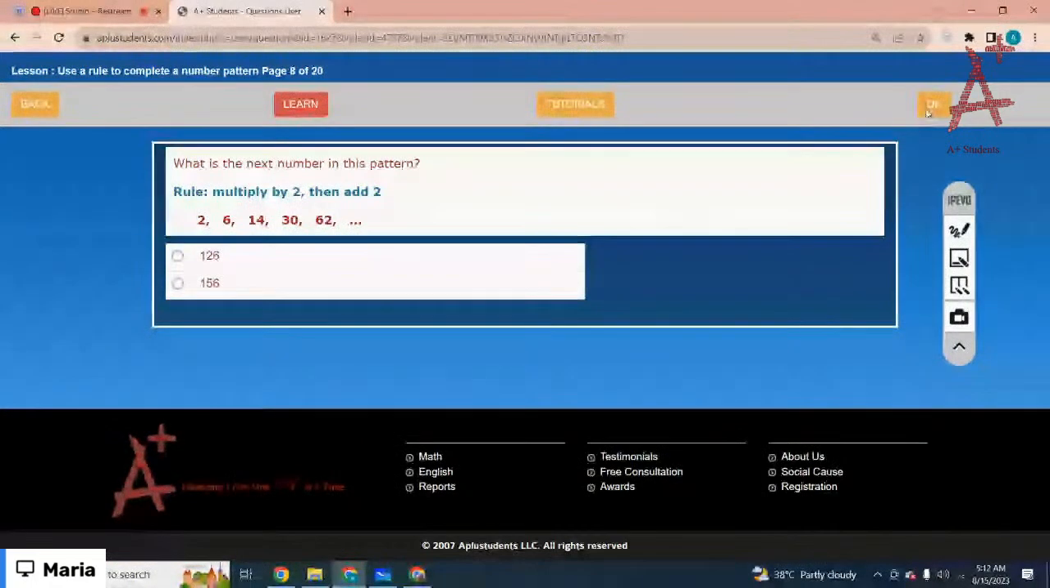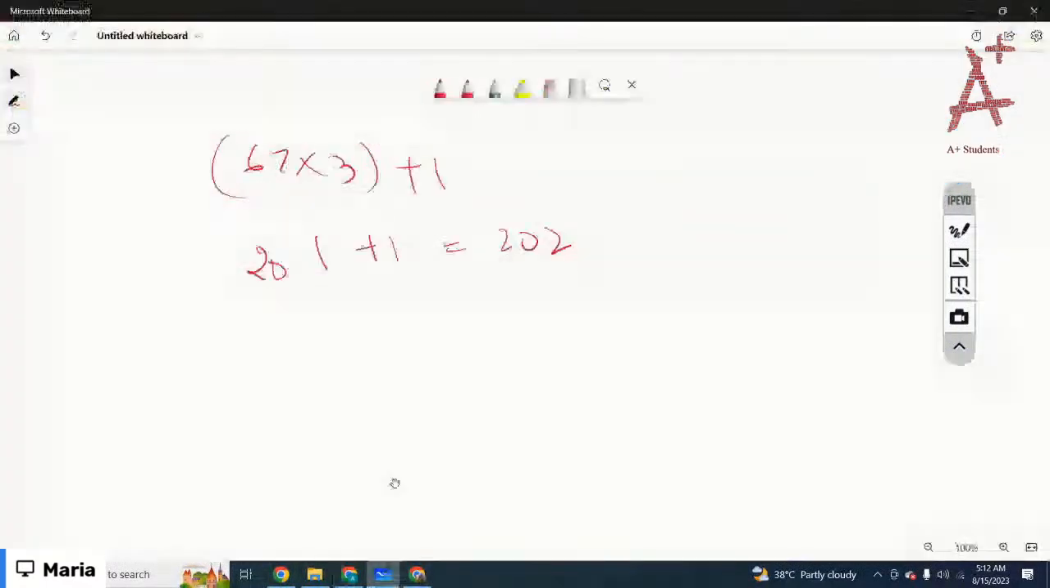Okay, what is the next number in the pattern? Multiply by 2 and then add 2, that is the rule. And the numbers in the pattern are 2, 6, 14, 30, and 62. You have to multiply by 2 and then add 2. So start with 62. You have to do 62 times 2 and plus 2.